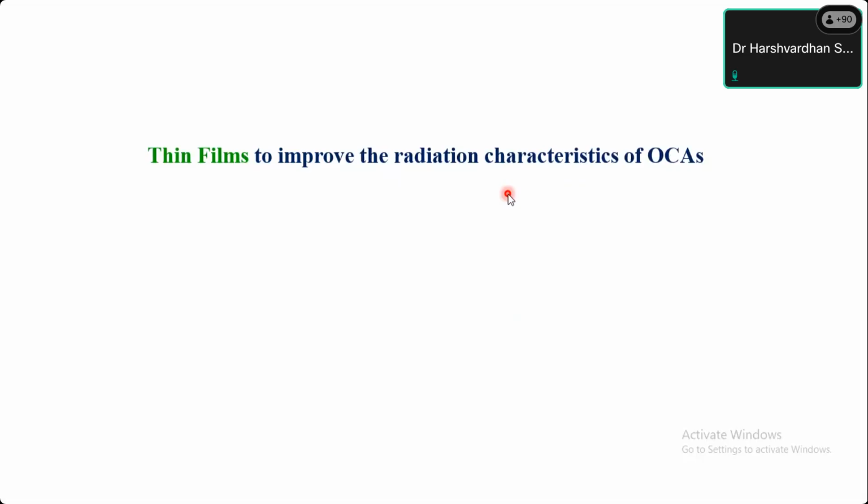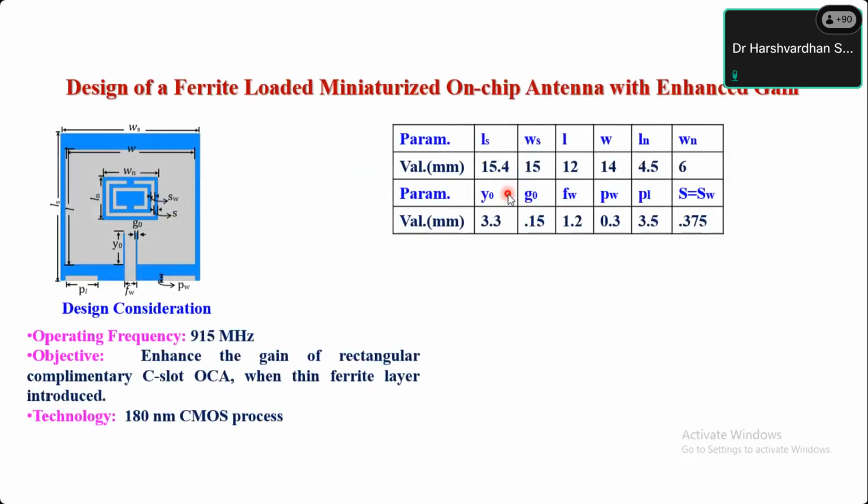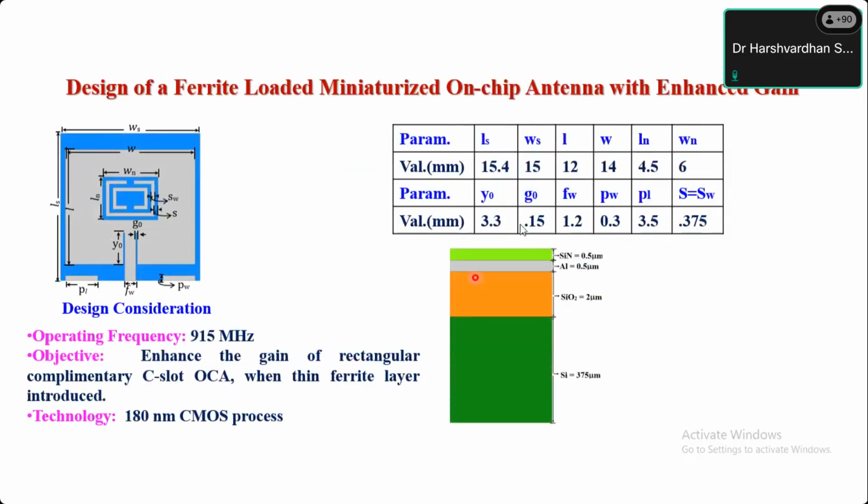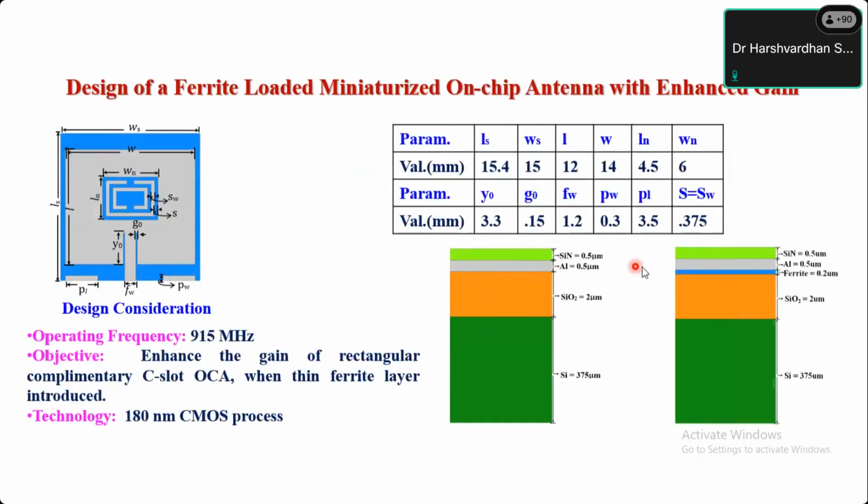Now coming to the other reported designs, what we have done to improve the gain. We have seen that the gain was reducing when we were designing. To improve that gain, we started putting in an extra layer. You can see here, earlier the aluminum was kept on the silicon substrate and SiO2 layer. Now we have put in a thin film layer. This is a ferrite film kept in between the antenna and the SiO2 layer. This ferrite has very high resistivity, right?